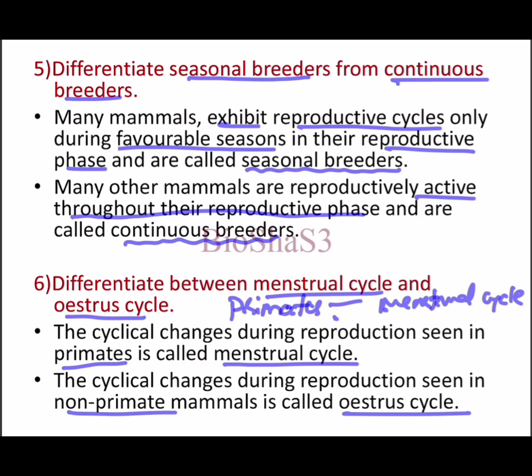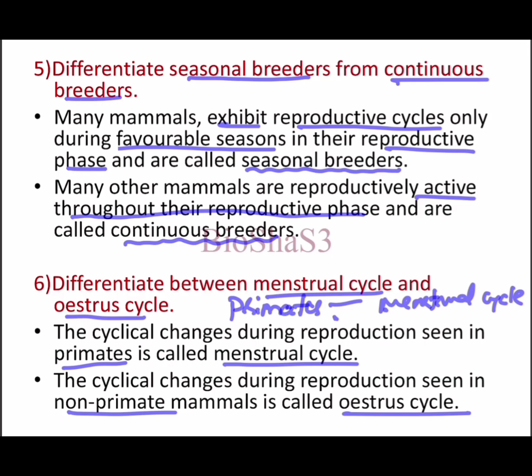You have to remember the examples as well. Okay, for the primates the menstrual cycle and the oestrous cycle. So the cyclical changes happening in case of the primates, you call it a menstrual cycle, and the cyclical changes happening in the reproduction in case of the non-primate mammals, we call it an oestrous cycle.